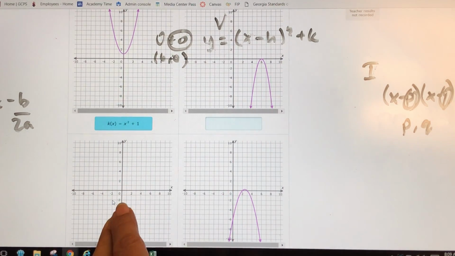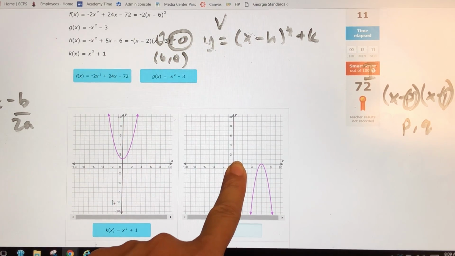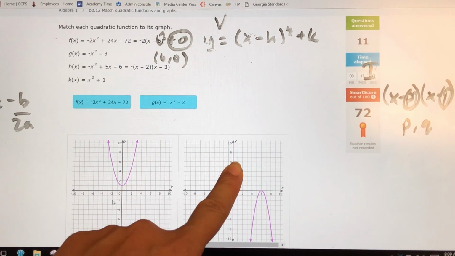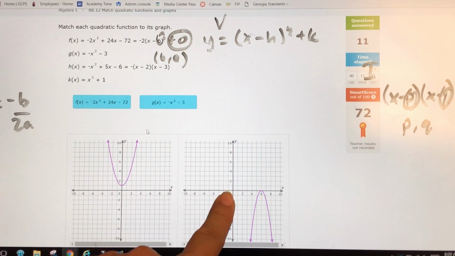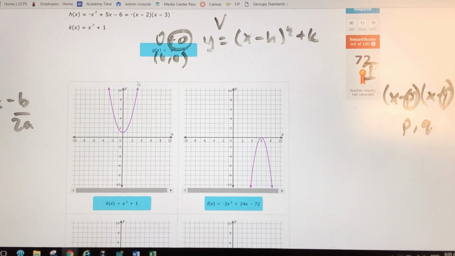This one, the vertex at 0, -3. So 6 and 0 is my vertex, and that was f of x. So f of x goes with this one. And so this one must go with the remaining.